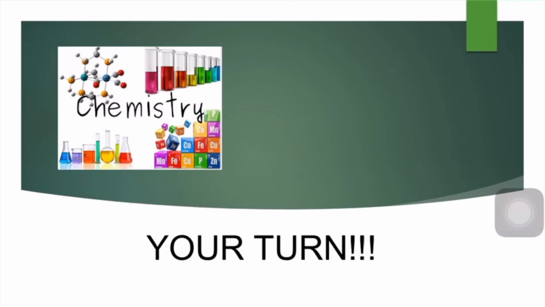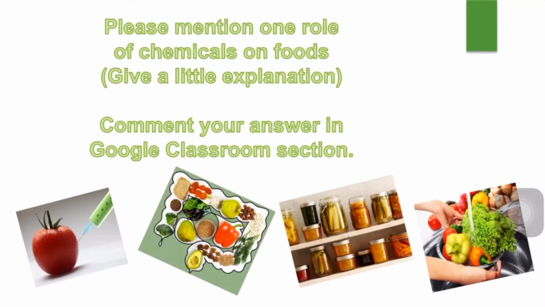Okay, I think that is all about my explanation. Maybe you can also read the material in the PowerPoint. I already shared it actually, unless you want to try to read in the review section of our classroom. So this is your turn. Please comment below in this room in the comment section about mention one role of chemicals on foods and give a little explanation of it. Comment your answer in this section of comment.